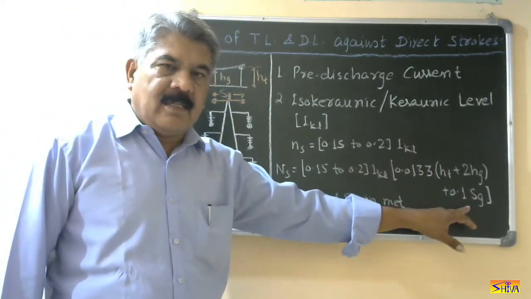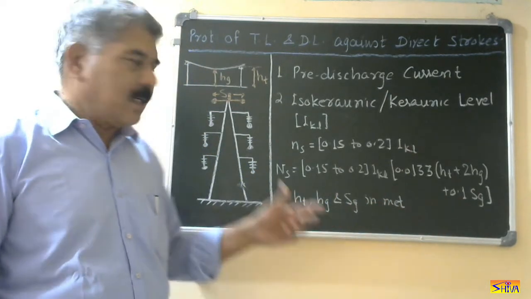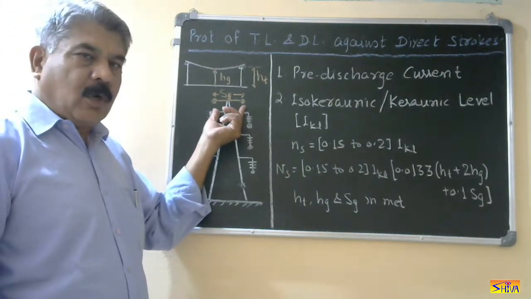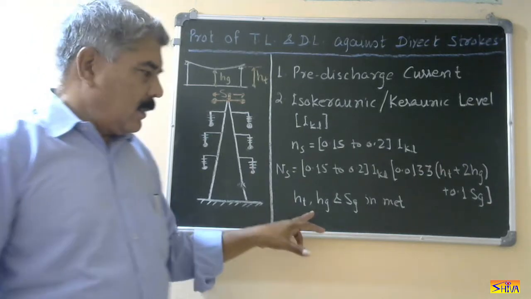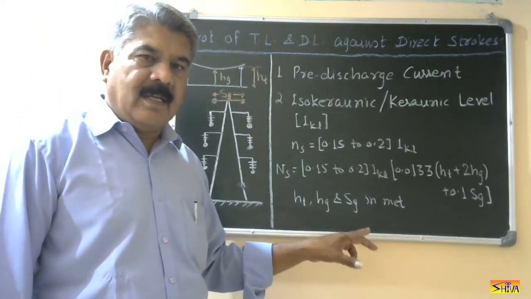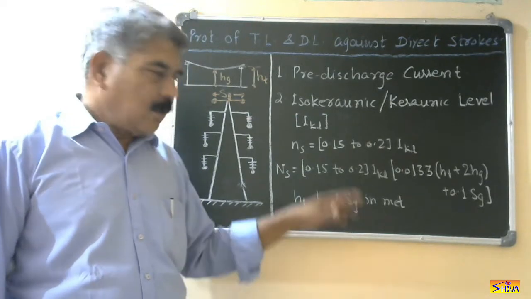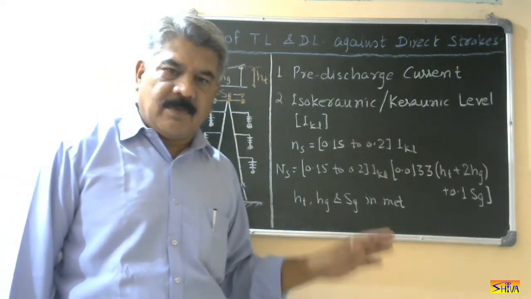And Sg is the distance between ground conductors if there is more than one conductor. So here I have shown two ground conductors. So the distance between these two will be Sg. HT, Hg and Sg will be taken in meters. Now let us take one numerical based on these equations.